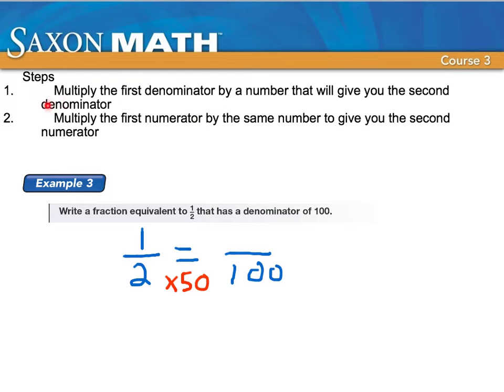Then step 2 says to multiply the first numerator by the same number to give you your new numerator. So I'm trying to find out this numerator right here. Okay? Well, I need to multiply by the same number I multiplied the bottom by. So I'm going to take the top number times 50. And 1 times 50 is just 50. And here's my equivalent fraction that has a denominator of 100. So 1/2 and 50 hundredths are equal to each other. Okay, they're equivalent fractions. Alright, let's go on to another example.